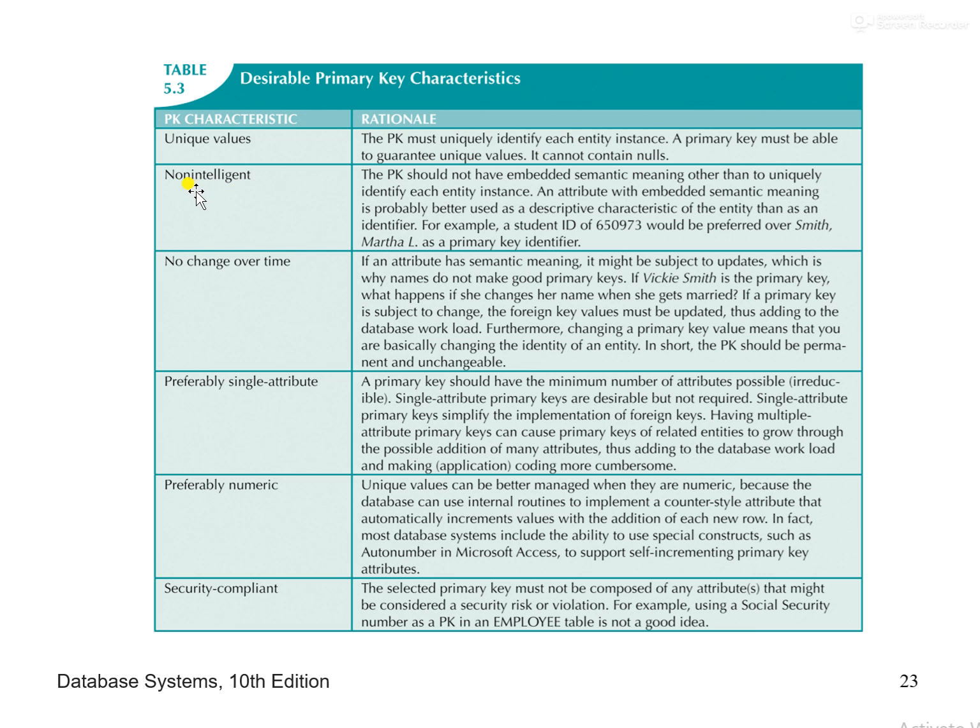The second characteristic is that it should be non-intelligent. Now, what does non-intelligent mean? It means that your primary key should not have some meaning other than uniquely identifying the entity instance. For example, if we are choosing a primary key for a student, we will choose student ID as the primary key instead of student first name and last name. Why? Because student ID is a number and this number has no meaning in it. But if we choose student first name and last name as a primary key, it has a meaning in it.